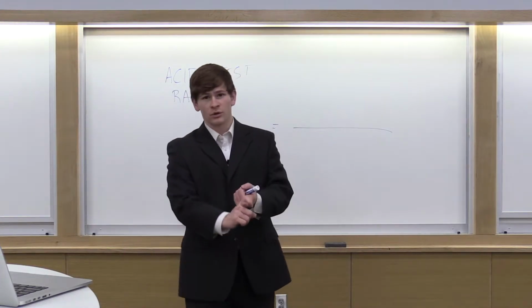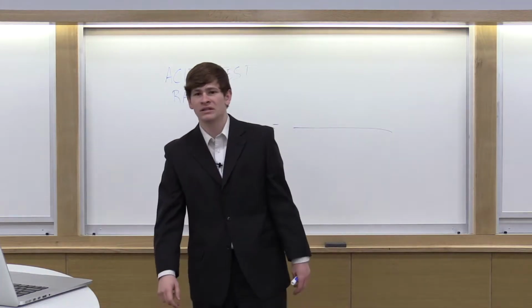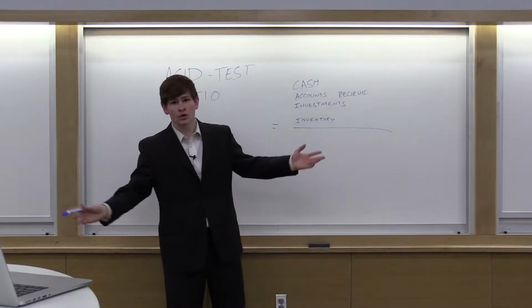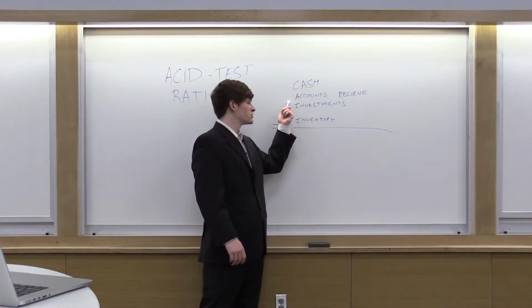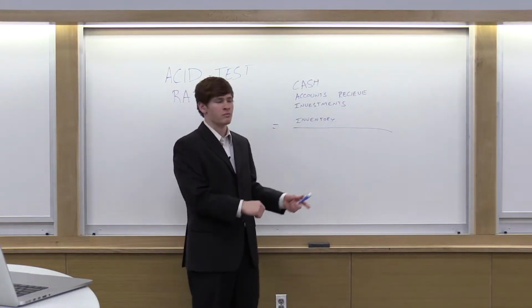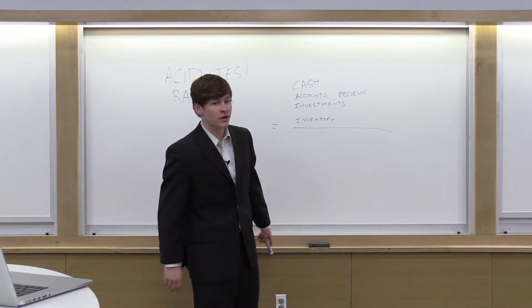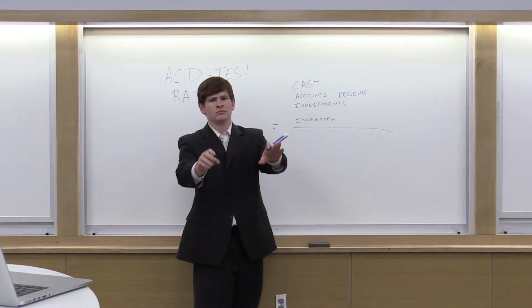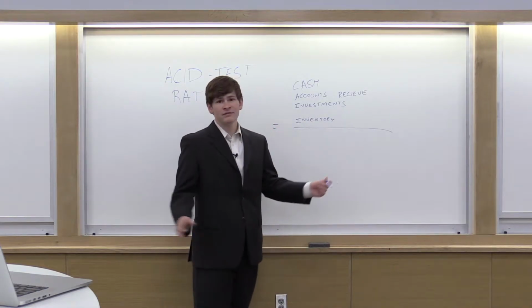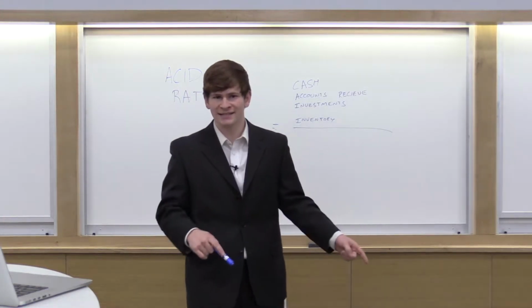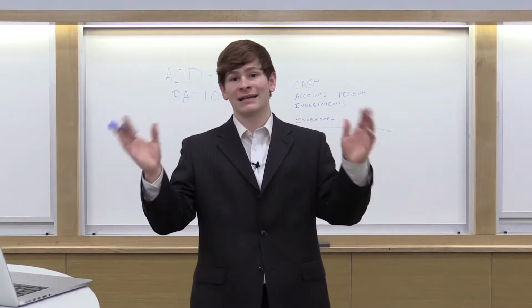Up here in the numerator, we have all of your current assets. Current assets include things like cash, accounts receivable, which is money owed from customers to a business. Short-term investments, usually investments that are going to generate money within the first year, mature within the first year. And inventory. Those are all examples of current assets. And those go in the numerator of our acid test ratio equation.